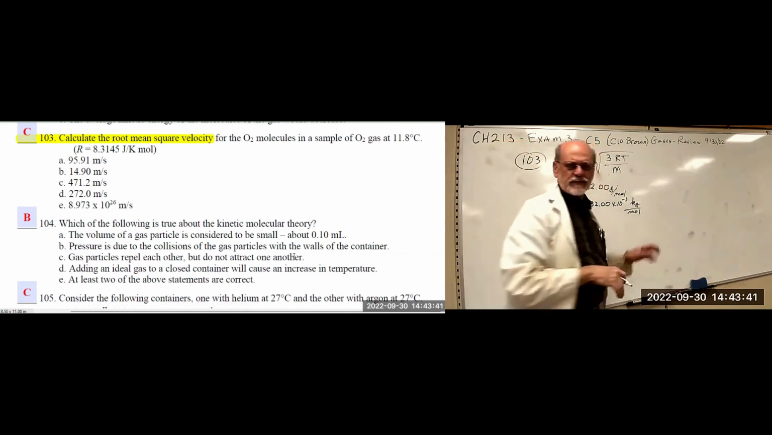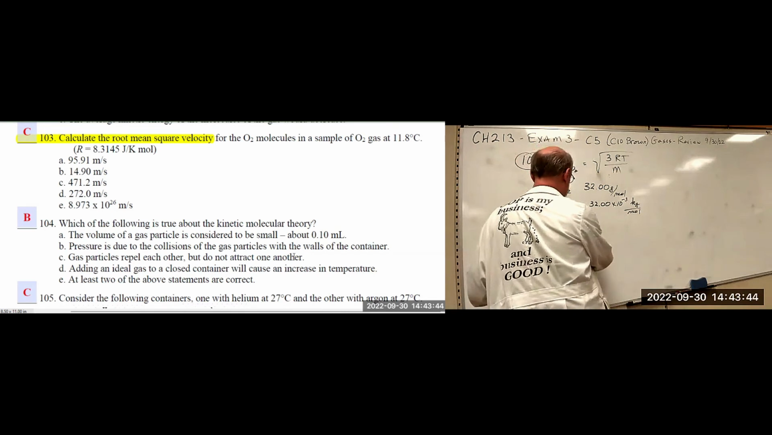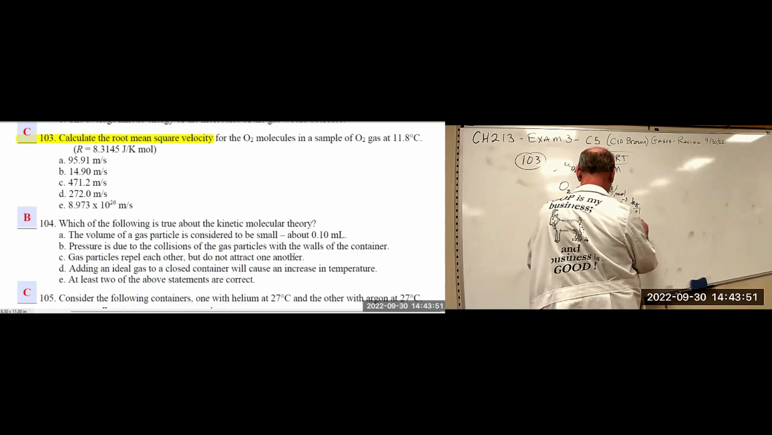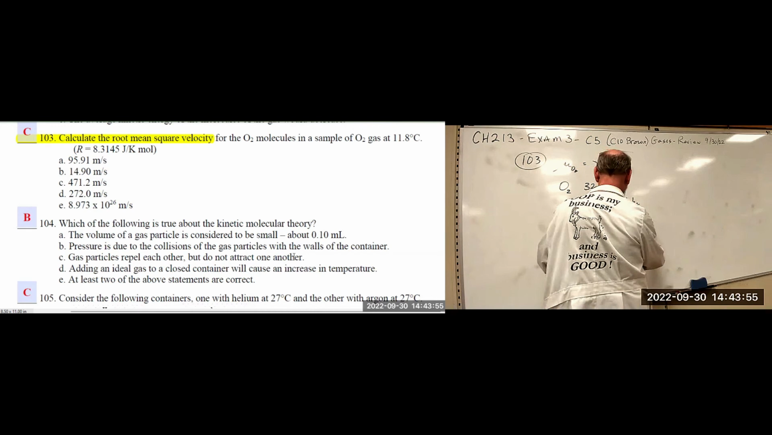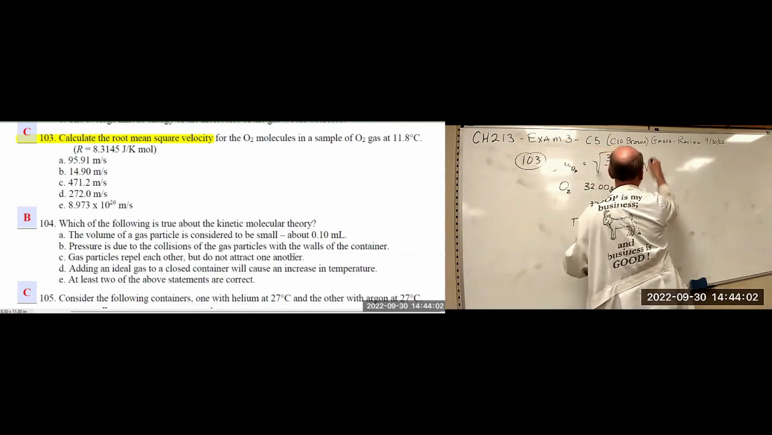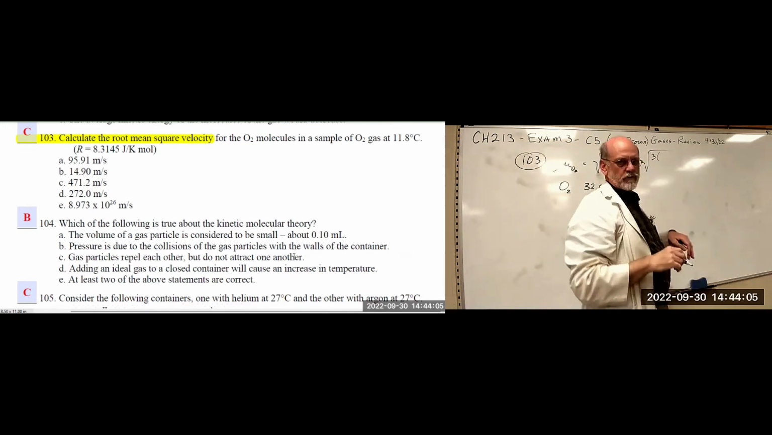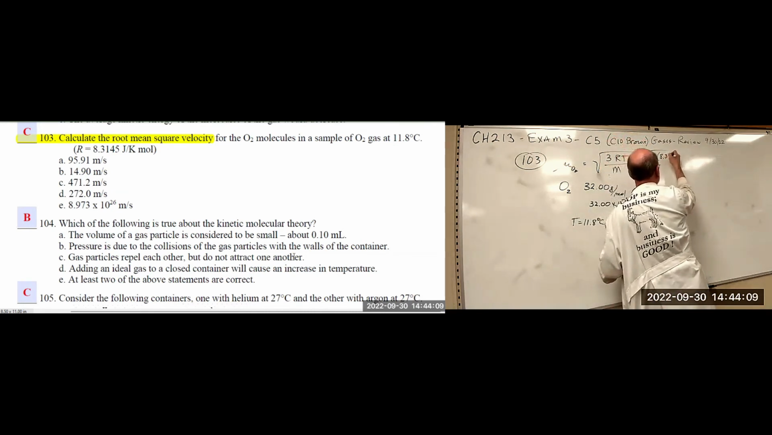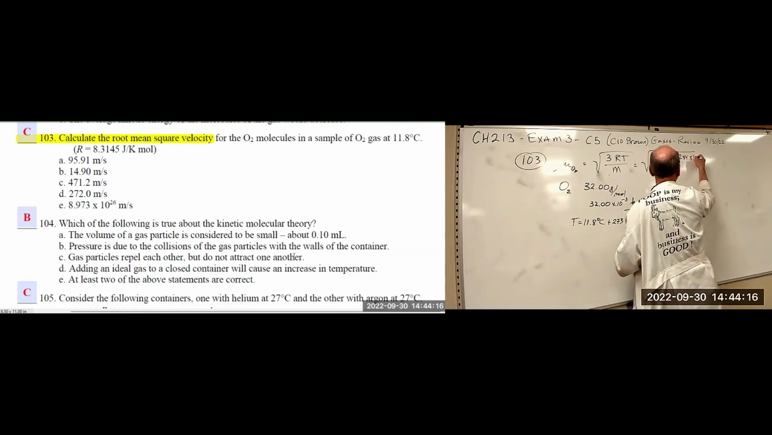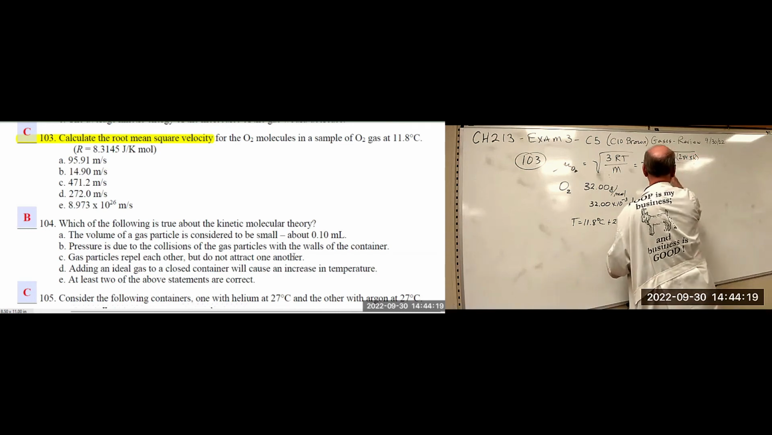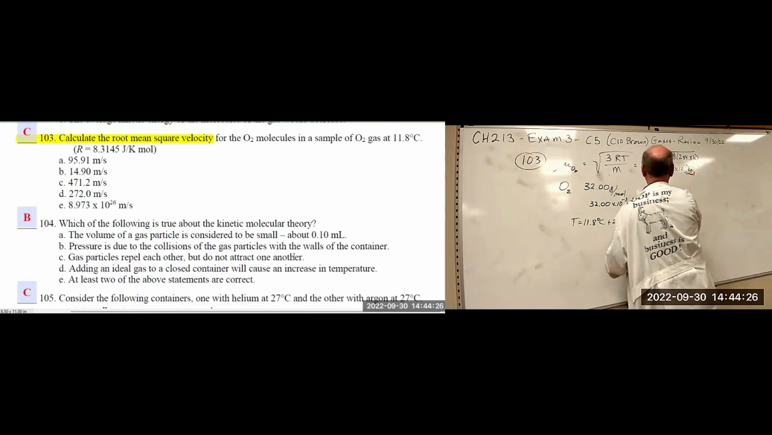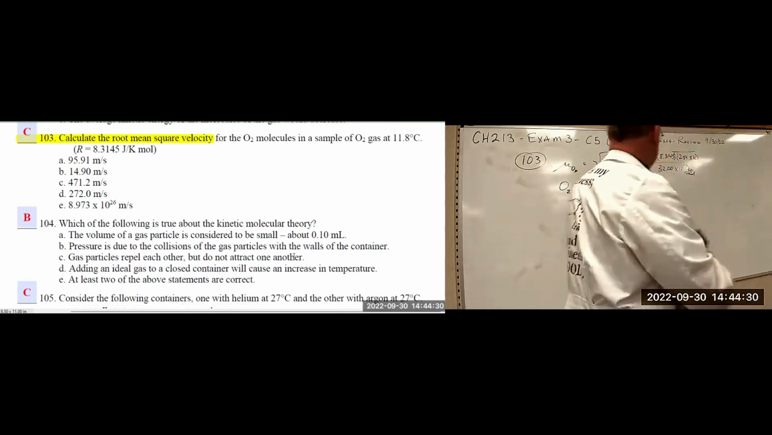Now we can put our things in there. Temperature, excuse me, 11.8 degrees C. And that has to be, let's see, 284.8 K. Okay, so now we can do our calculation. 8.3145, temperature is 284.8, and this is 32 times 10 to the minus 3 kilograms per mole. Okay, that's the thinking part. The rest is number crunching.